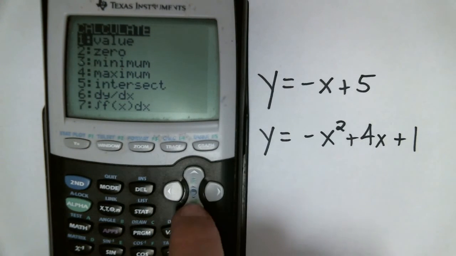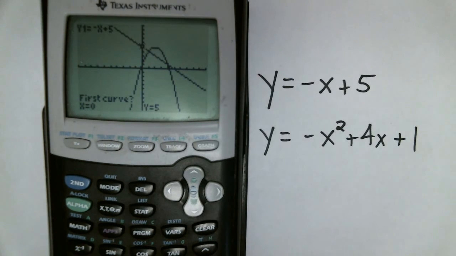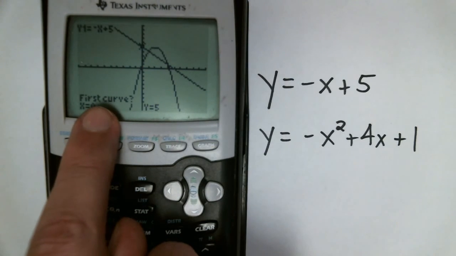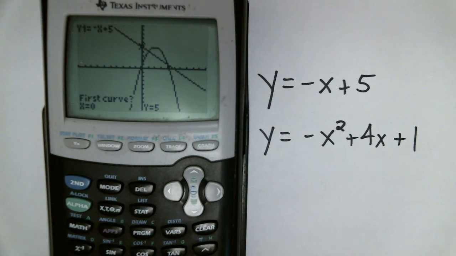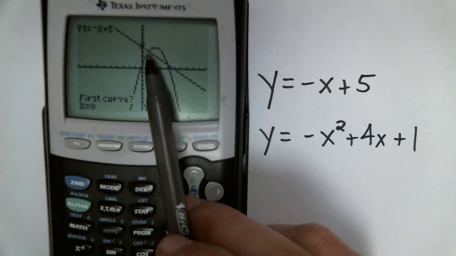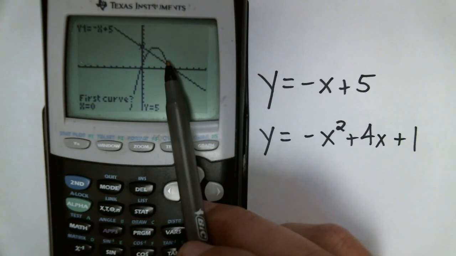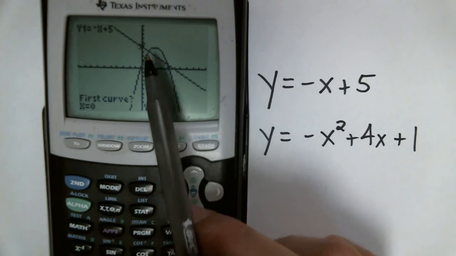So I can either type 5 or I can scroll down and select 5. There's Mr. Spidey. Okay, now your calculator says first curve. You have to tell the calculator which point you're trying to find, because the calculator doesn't know, Mr. Manise, which point do you want me to find? Do you want me to find that intersection or that intersection? It doesn't know. We need to tell it which intersection we're looking for, okay?